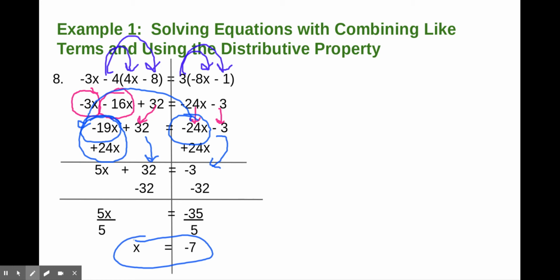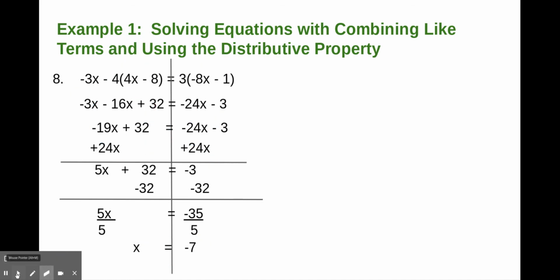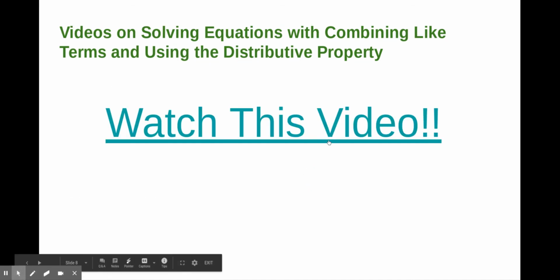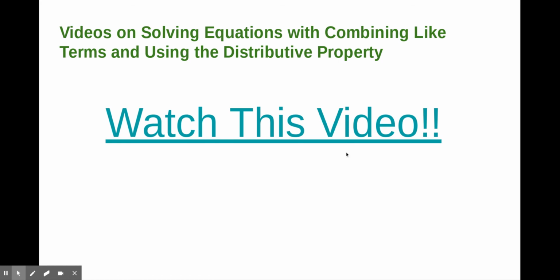Hopefully you're catching on to this, and it's just adding one additional step each day. Distribute, combine, baby bear, mama bear step, which then makes it into a 2-step equation, and you should be fine from there: adding or subtracting and then multiplying or dividing. The next slide, if you look at the notes in the Google slide presentation, is just a link to a video. So you can watch another video on this that I found online that will also help you.